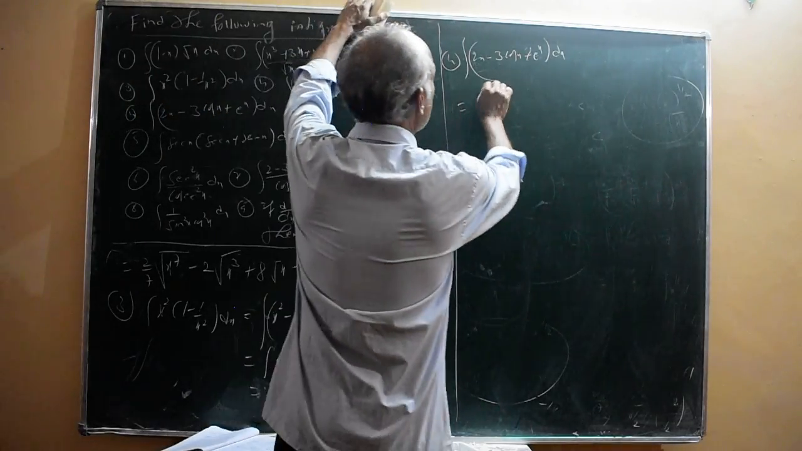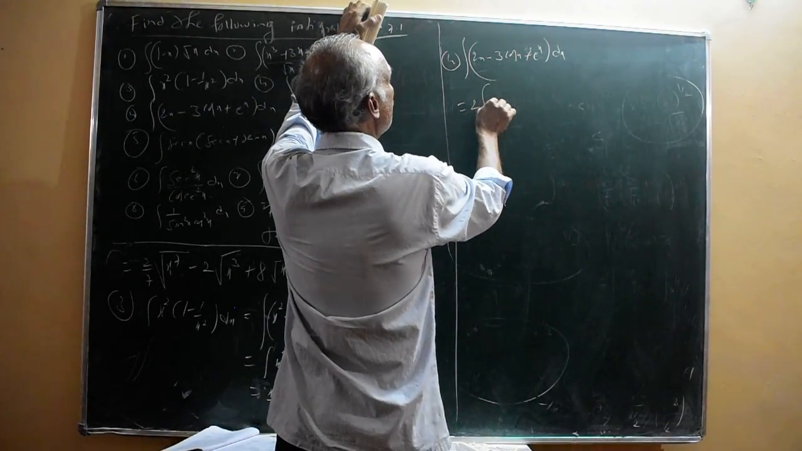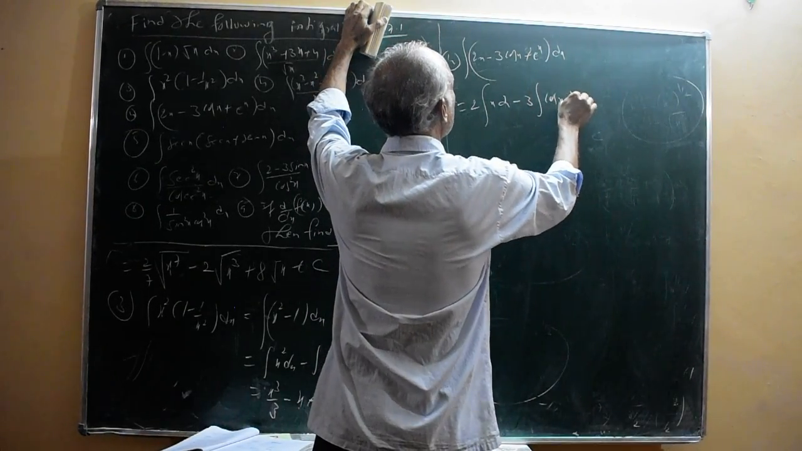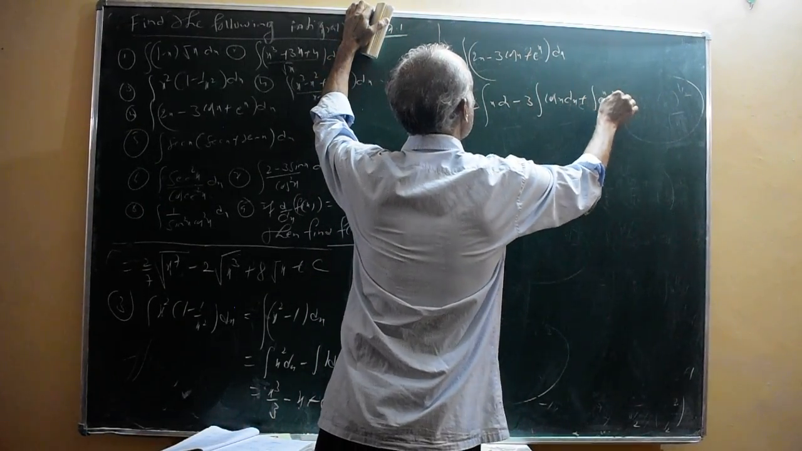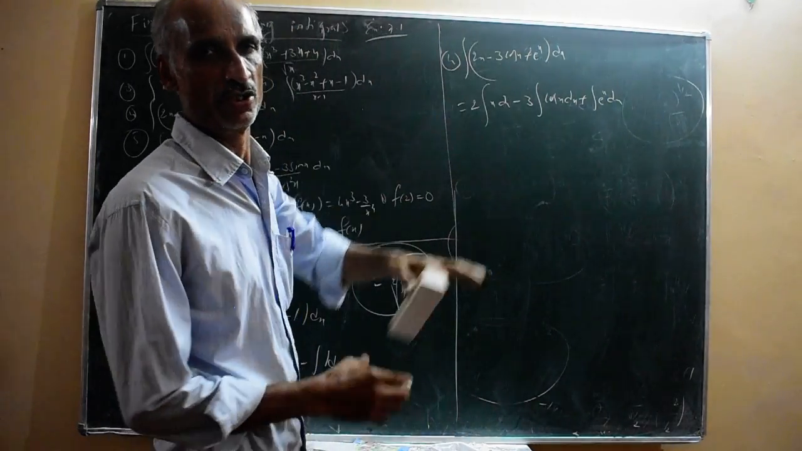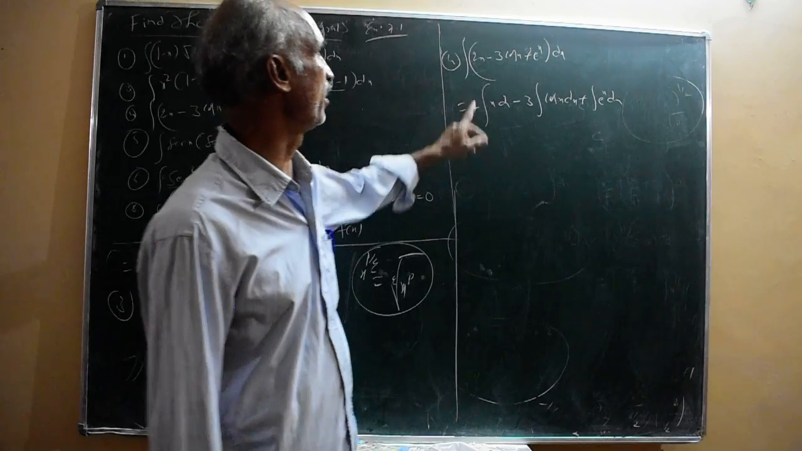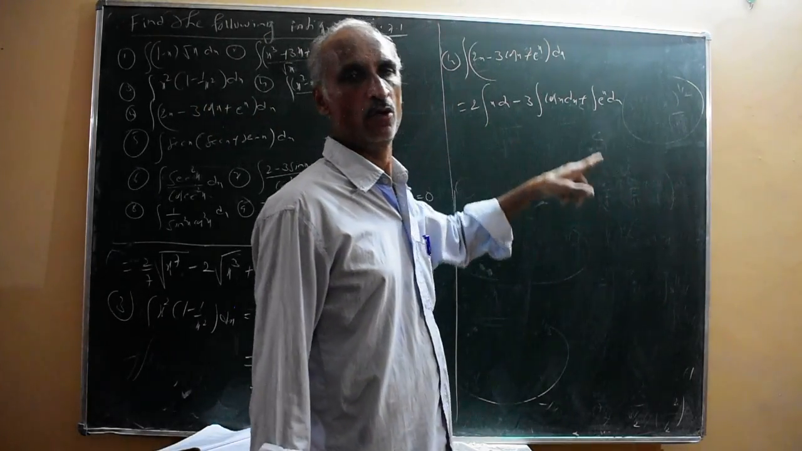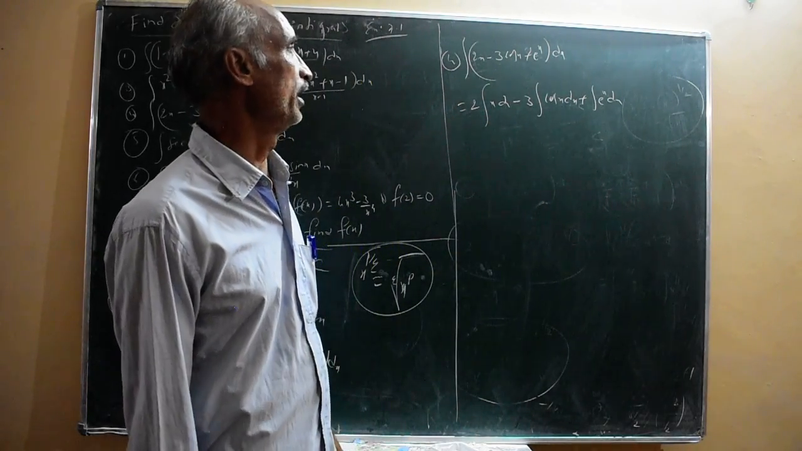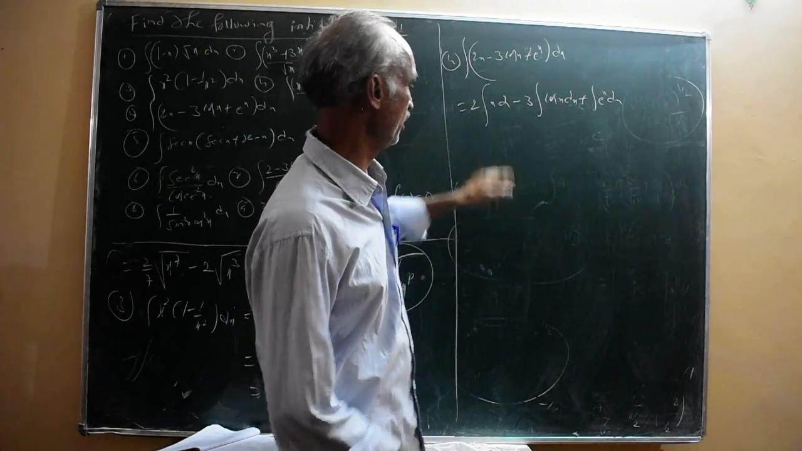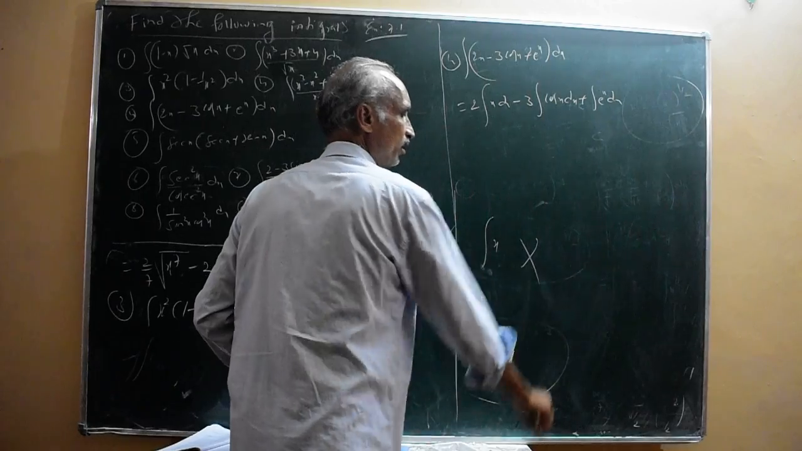Integration of each and every part: integration of 2x dx minus 3 into integration of cos x dx plus integration of e raised to x dx. For each and every part integration is taken. Whenever plus or minus is there, for each and every part you have to take the integration. Any constants are to be taken outside the integration symbol, and for each and every term dx is to be taken, because integration of simply x is wrong.